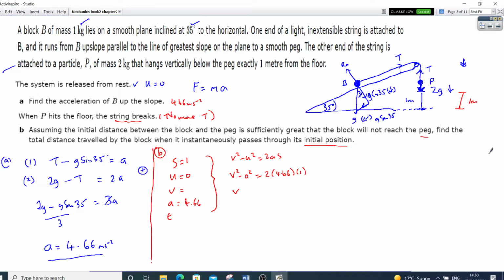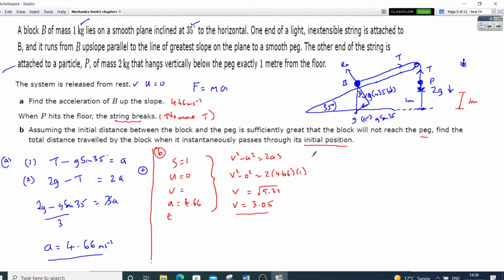So we get 2 times 4.66 times 1 equals that. On my calculator I've got 9.32. So V is going to be 9.32 square rooted, which will give me 3.05, to 3 significant figures. So when it hits, before it breaks, when the tension hits, when P hits the ground, the particle, block B, is traveling at that speed. Okay, I just wanted to put that in there.